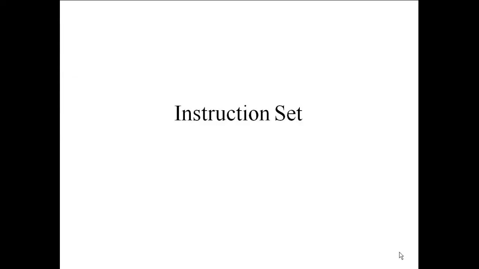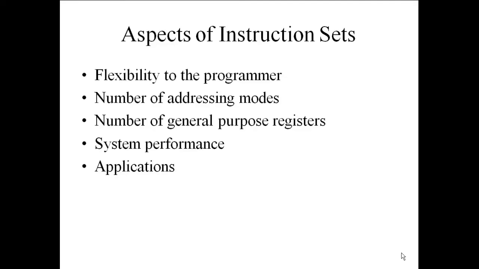Today we discuss the instruction set. Instructions define the basic operations of the computer system. A computer system has a collection of instructions, and this collection of instructions is called the instruction set. There are a number of aspects of the instruction set: flexibility of the programmer, number of addressing modes, number of general purpose registers, system performance and application.